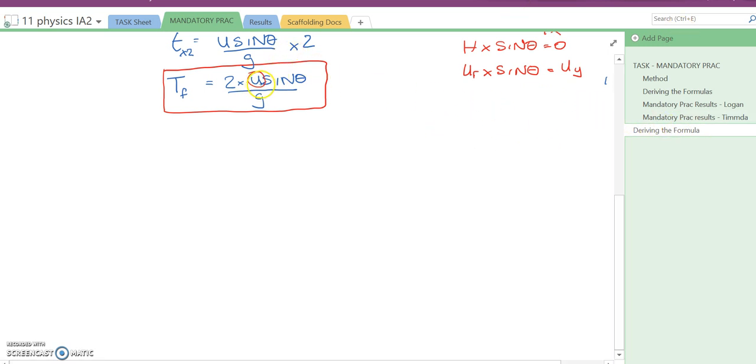Well, for that u there, we know that the energy at the top, the gravitational potential energy, is equal to mg change in h.